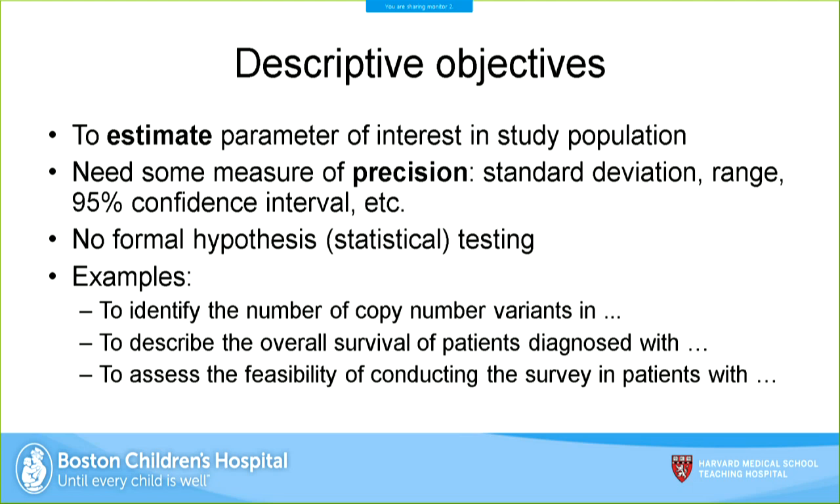We also want to estimate a measure of precision that is associated with this estimate. So like a standard deviation, range, 95% confidence interval, for example. For descriptive objectives, generally there will be no formal hypothesis or statistical testing. You're not going to run a comparison. It's just really describing your data using an estimate.